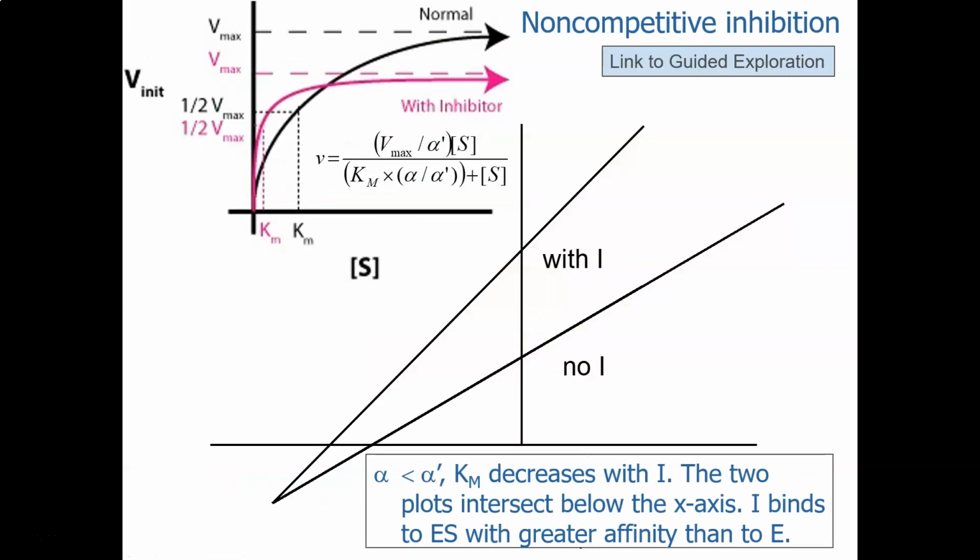Now suppose we have a situation where alpha is less than alpha primed. Then in this case, the Km decreases. And the appearance of the plot is that the lines will intersect below the x-axis. So in this case, that means that the inhibitor prefers the enzyme substrate complex over just the free enzyme.